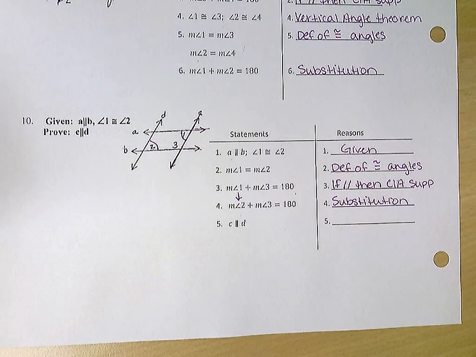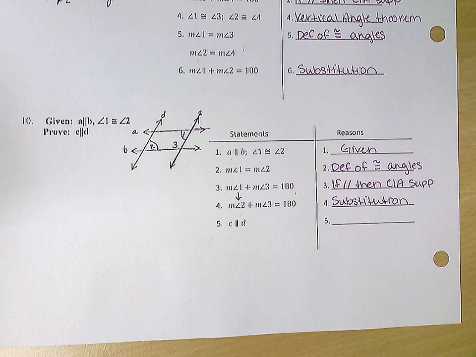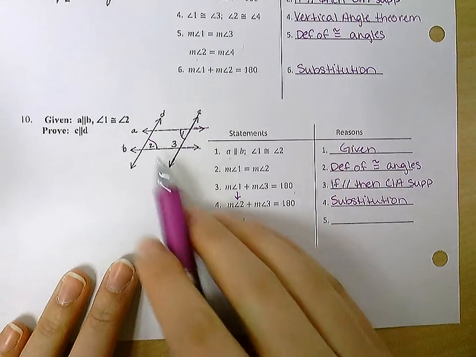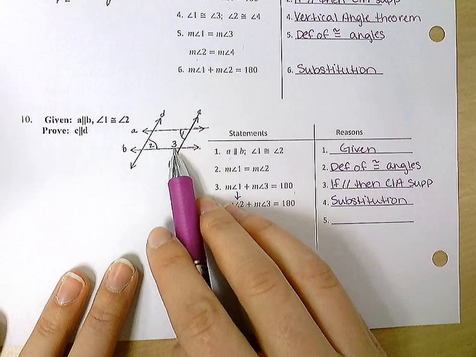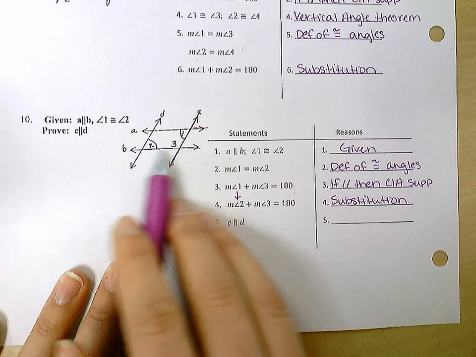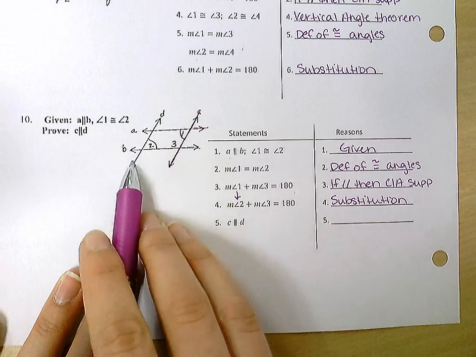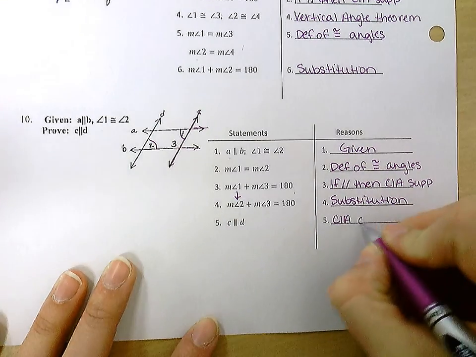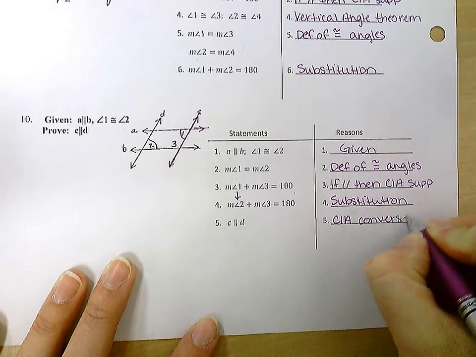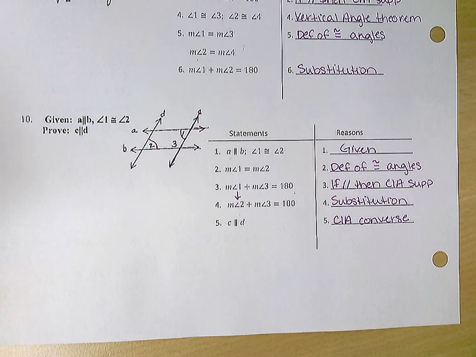And then my last line here, I'm proving lines are parallel, meaning I have to use a converse. Since I'm saying 2 plus 3 is 180, line B is your transversal and C and D would be parallel by the consecutive interior angle converse. You have to look for those angle pairs to help you.